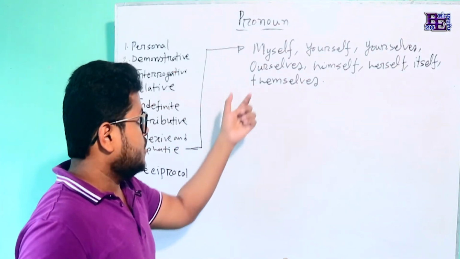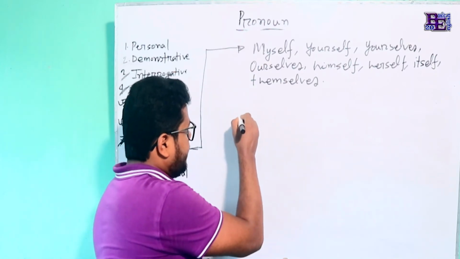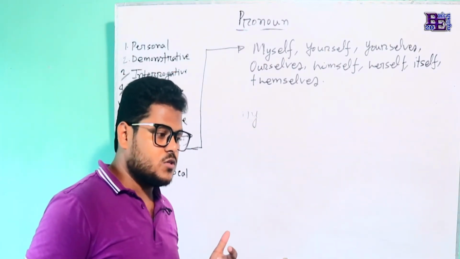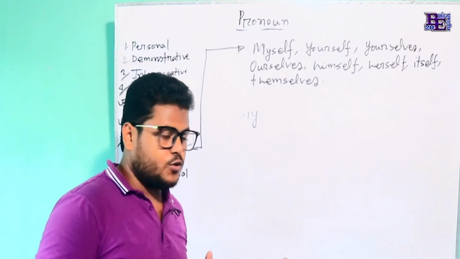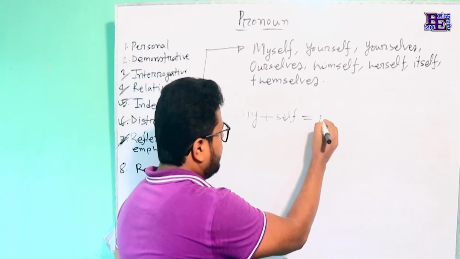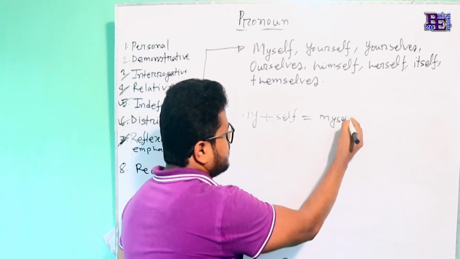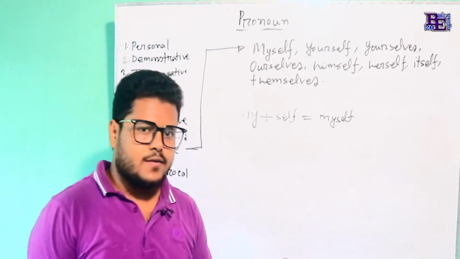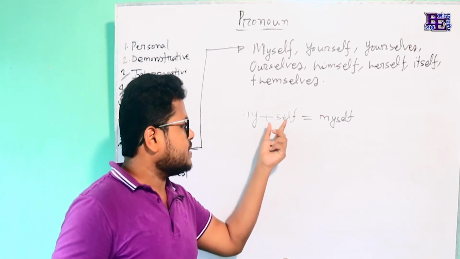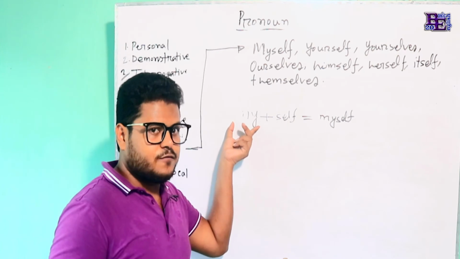Okay, if I say the word my, my is the possessive form. If we add self with my, then it will become myself. That means we can form the reflexive pronoun using self with the possessive form.